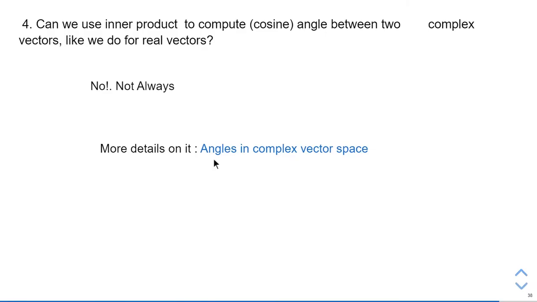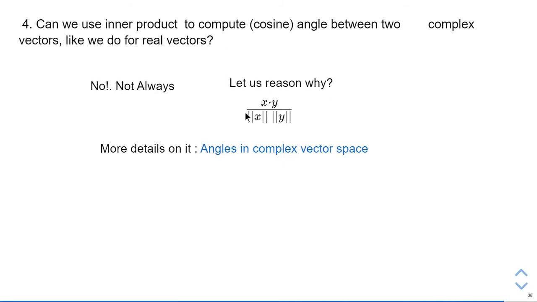There is an ambiguity, of course, that we have to acknowledge. We say it's not always possible. The reason is, in order to compute the angle between two vectors, we go with this equation: x dot y, divided by the length of x and the length of y. If x comes from the real vector space, x dot y is going to be real, and the lengths of x and y are also going to be real. So we can compute the cosine of the angle, because the angle is going to be a real number, and we can make sense of it.